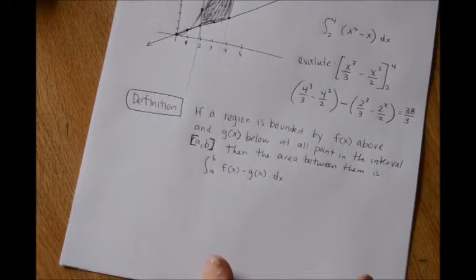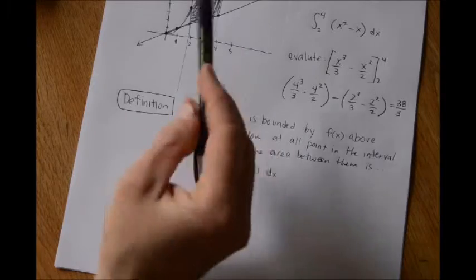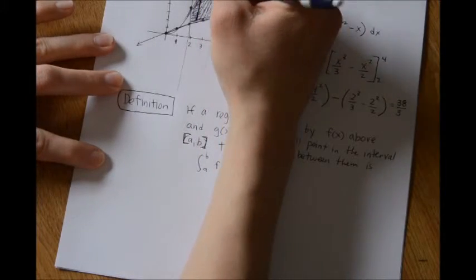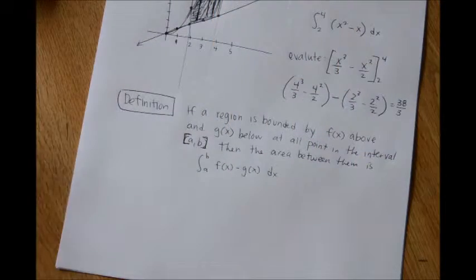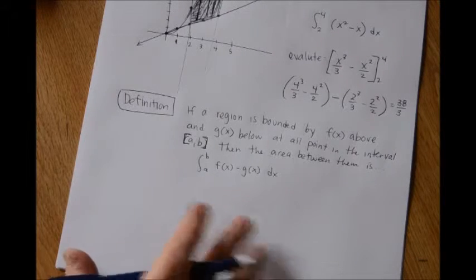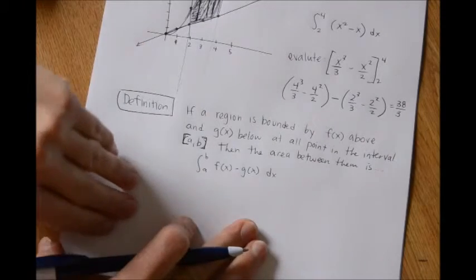Okay, so as long as in that interval from A to B there's one that is always on top, like if you were drawing vertical lines like this, it would always touch the first equation and then go down and touch the second equation, then you have just a very simple and basic integral between those two that you subtract. Okay, not too bad, right?